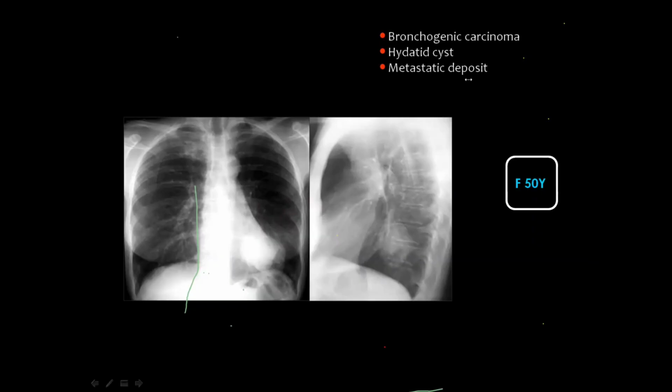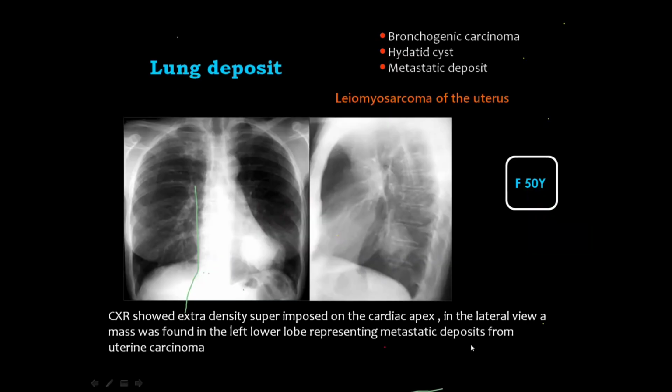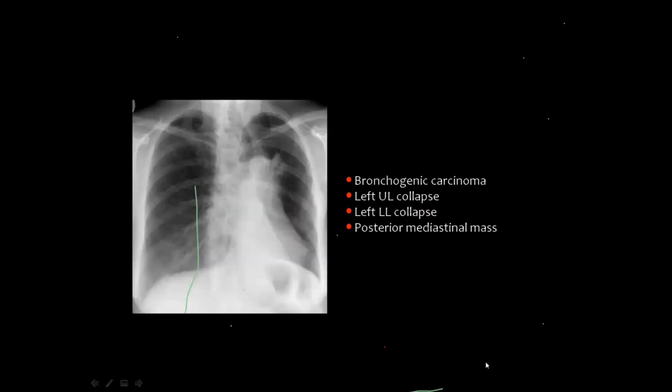Yes, right. You should diagnose this as bronchogenic carcinoma, but if you know that the patient had leiomyosarcoma of the uterus, then you know that this is a metastatic deposit. And if you see a mass in the chest and you do not know anything about the patient's clinical data, or you do not see something that can point to a primary malignancy, like mastectomy, for example, then you diagnose this as bronchogenic carcinoma until proved otherwise.